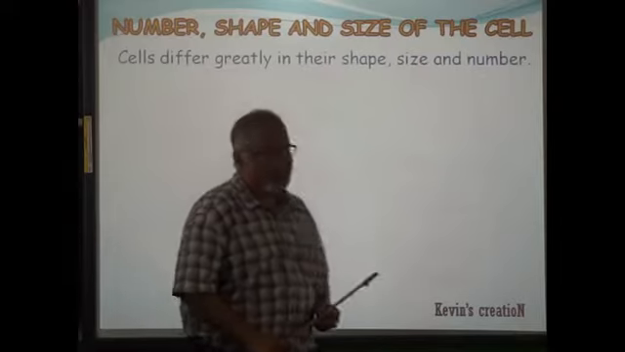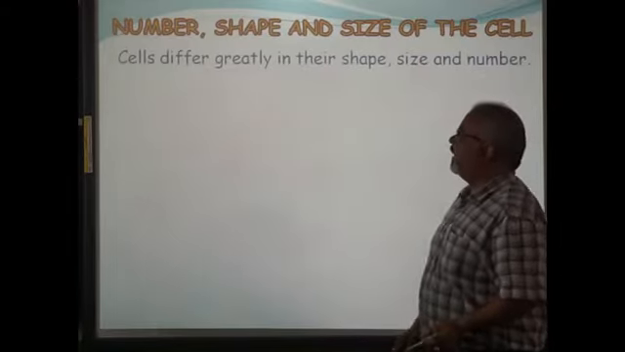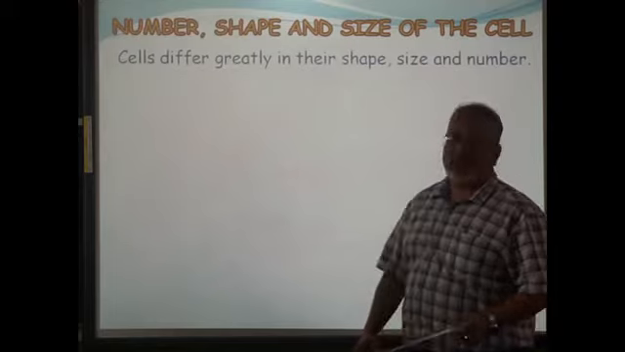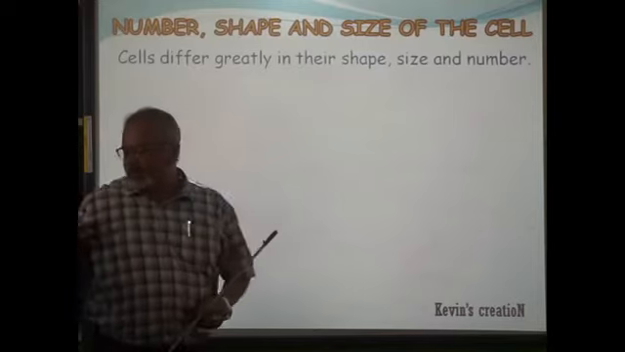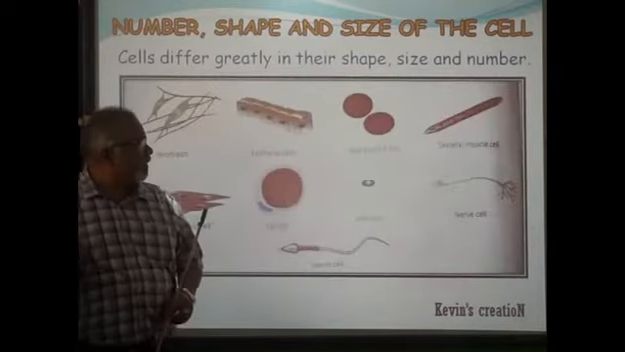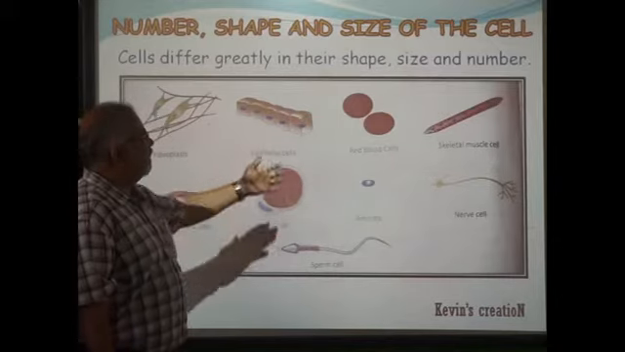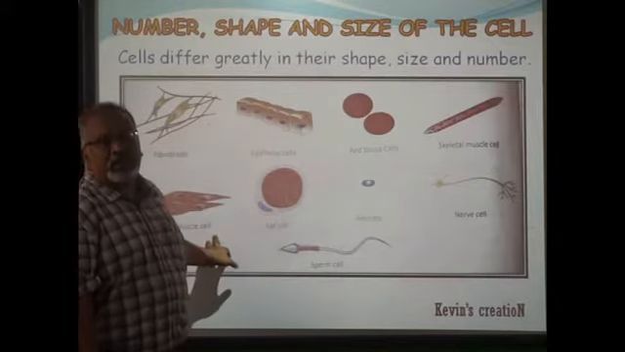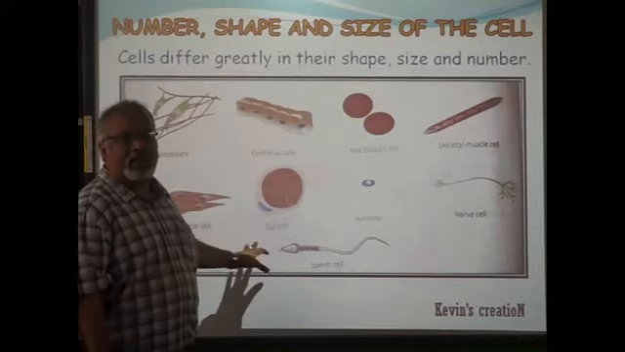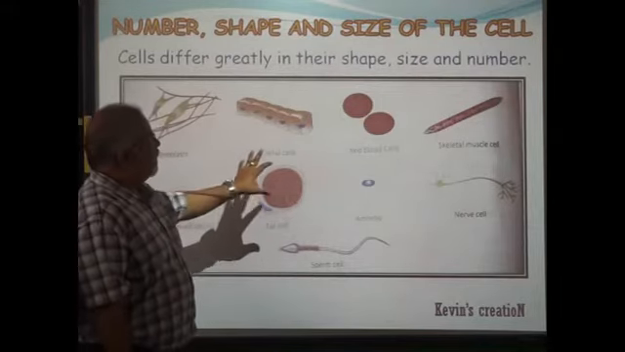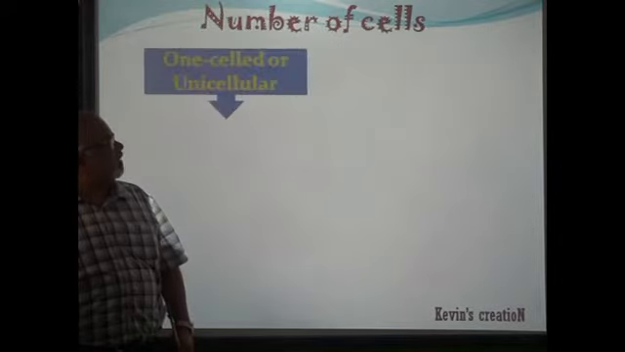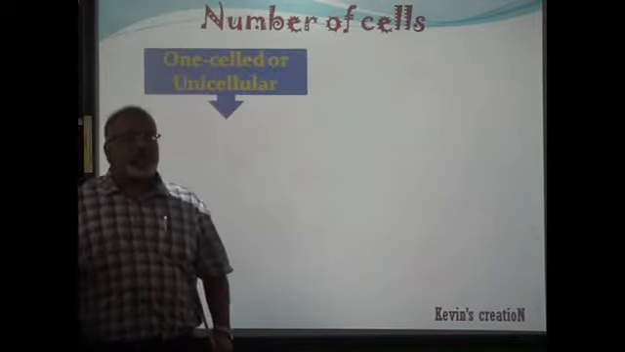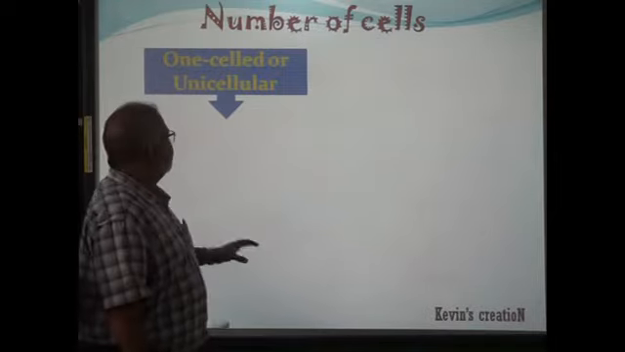Shape and size of the cell. Cells differ greatly in their shape, size and number. Now look here. These are various types of cells. They don't look similar. Basically, all of them are similar, but shape-wise and size-wise, they are different. The number of cells: you can divide the cells into two.